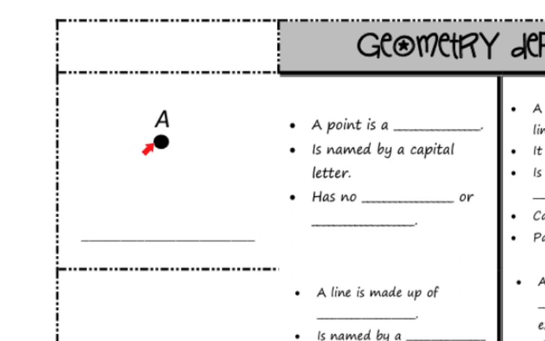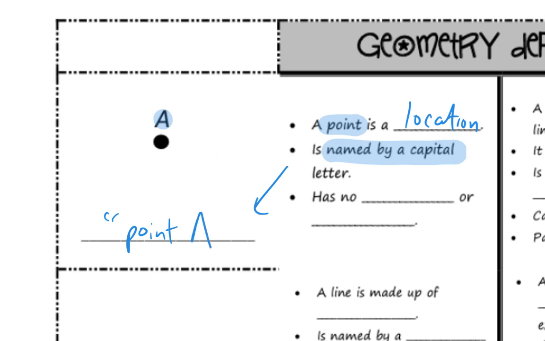So this is called a point. A point is just a location. When I'm marking a spot, it's named by a capital letter. That's how we name it. So this letter is A, so we're going to name this one point A. Make sure that we use a capital letter.